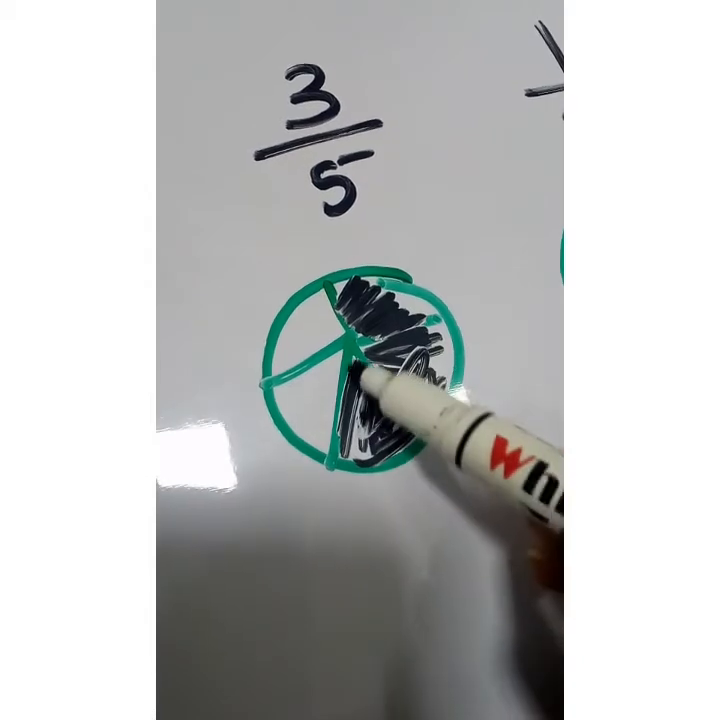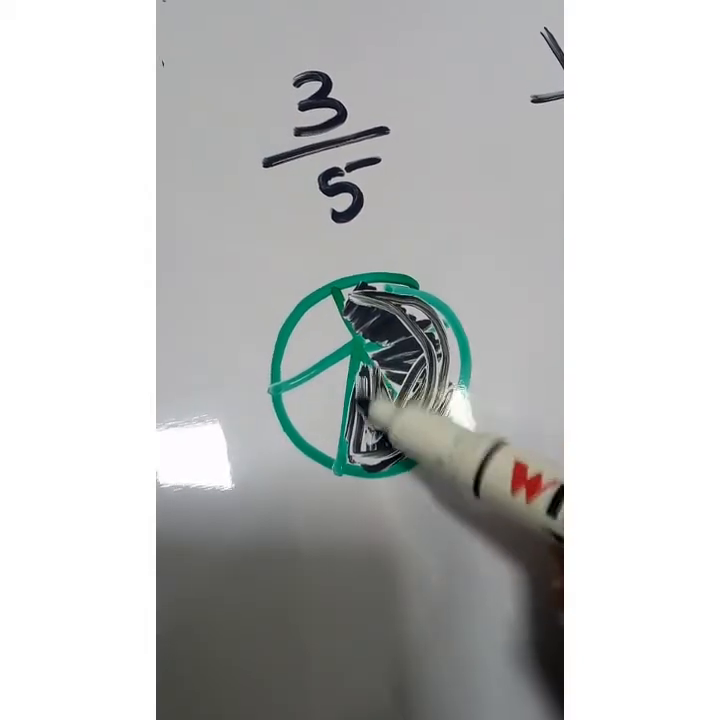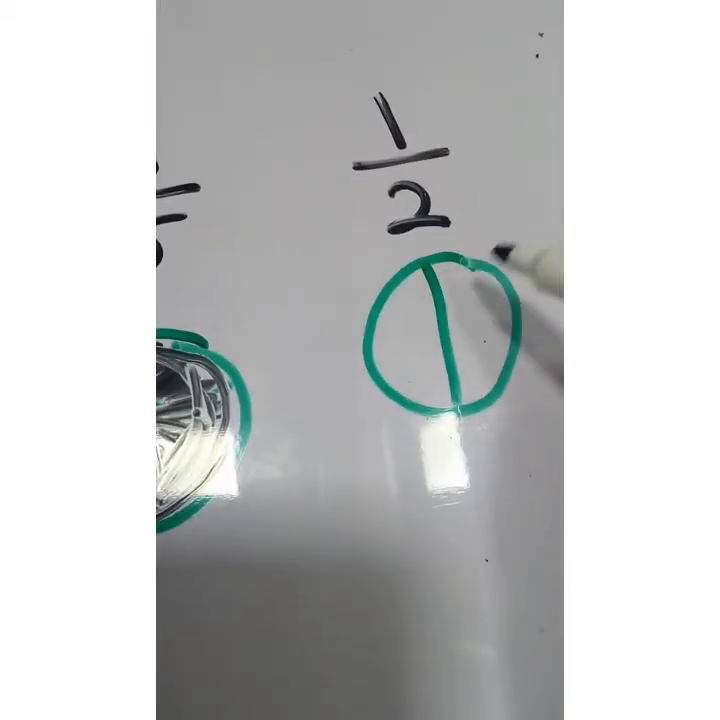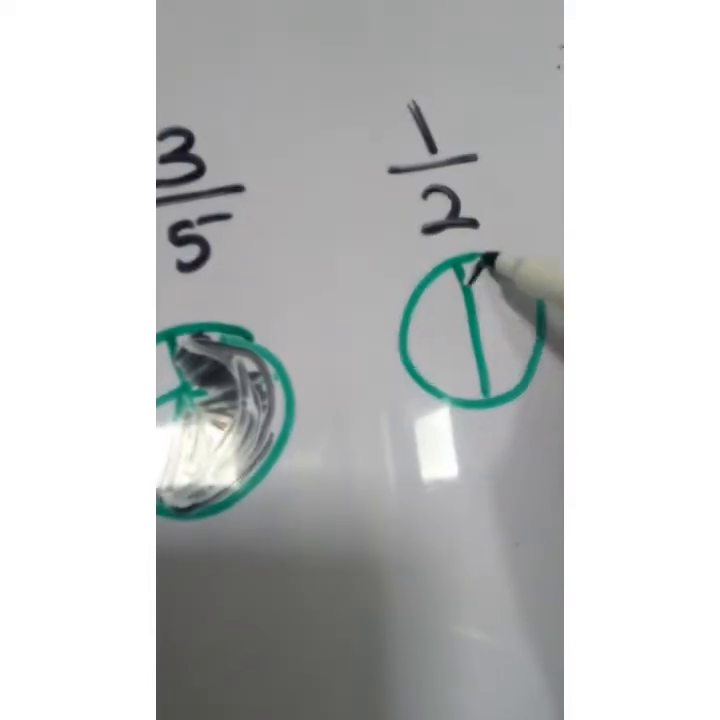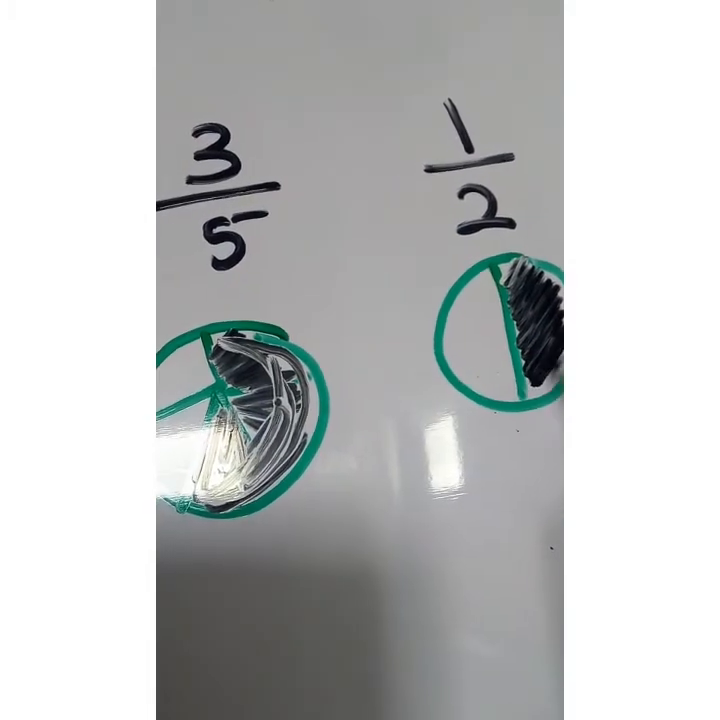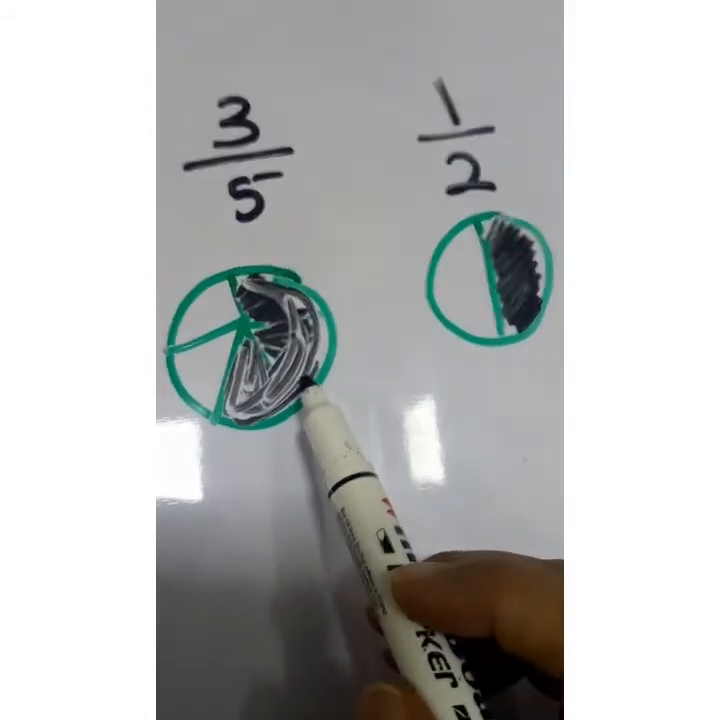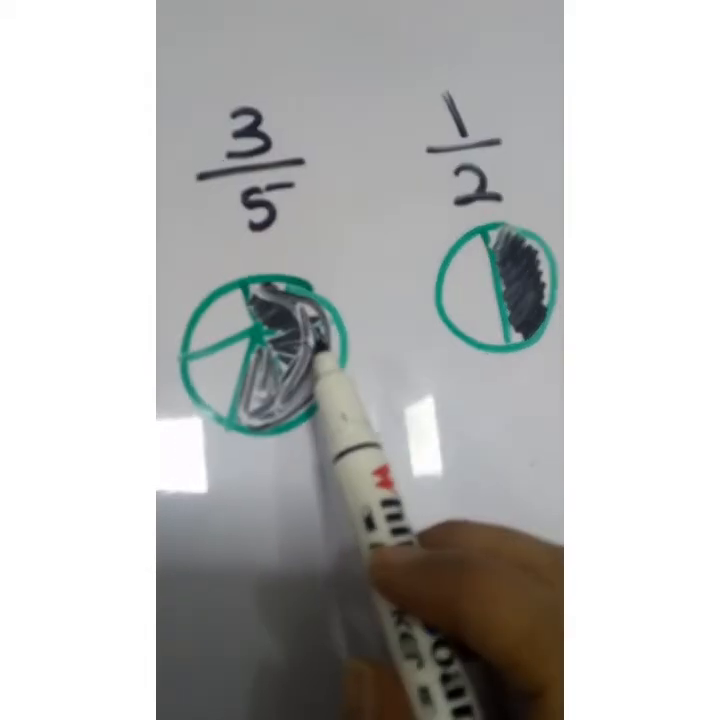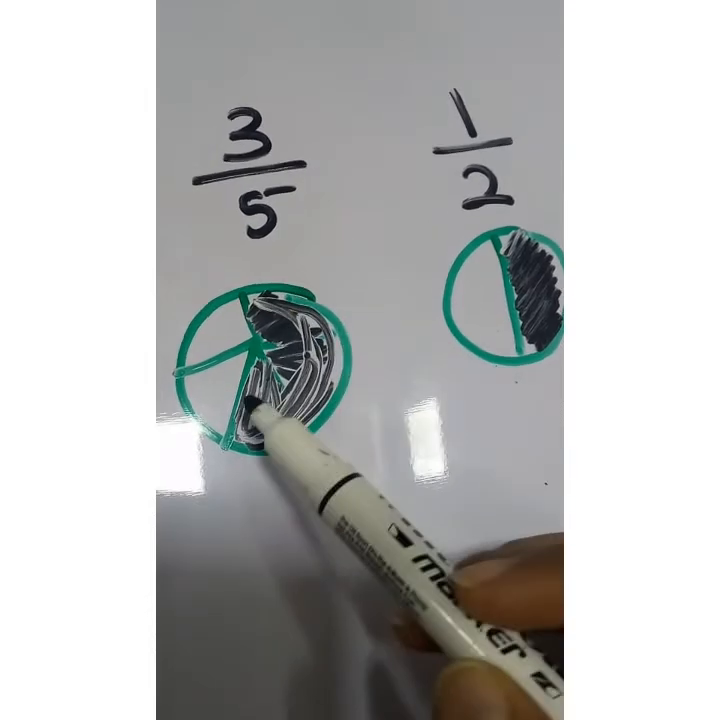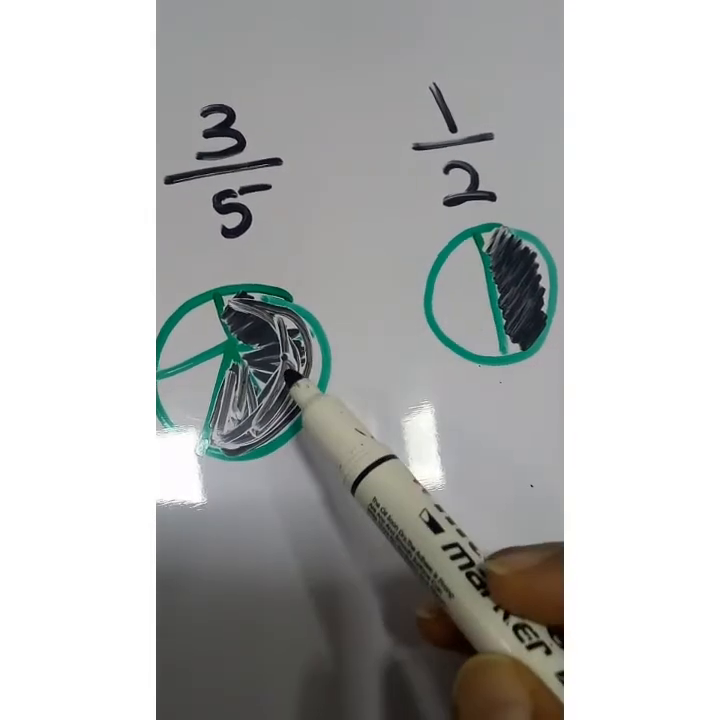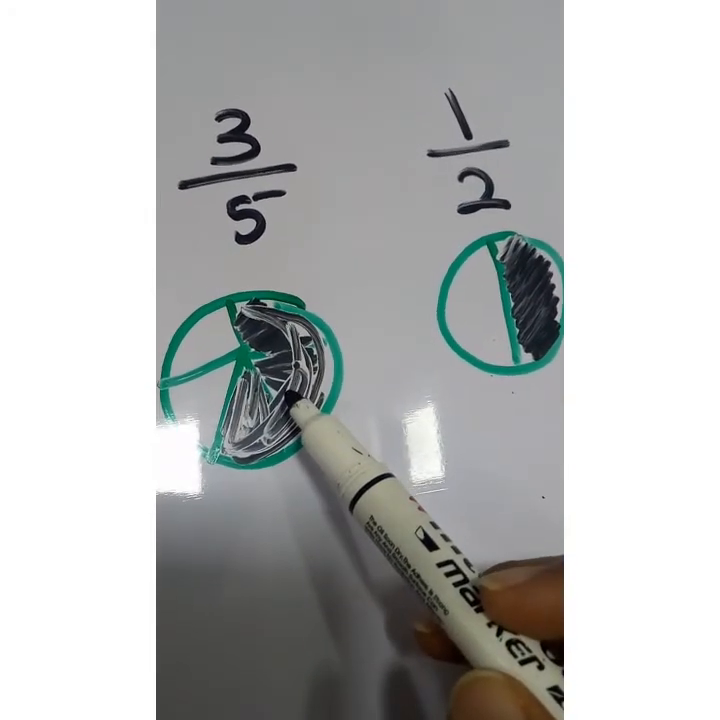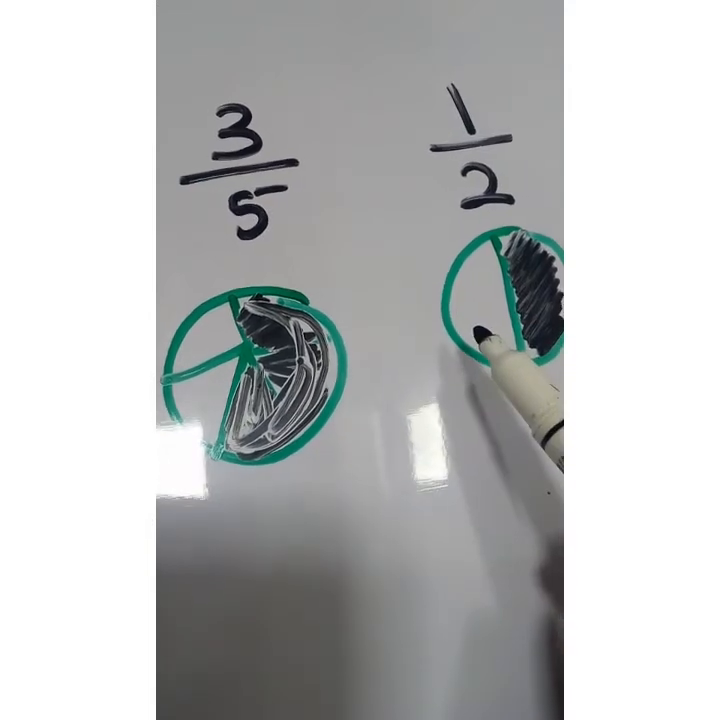Now we have all this here. Now we shade half of this one. Do they look the same? Of course not, this one is bigger than this one, so this 3/5 is greater than the half.